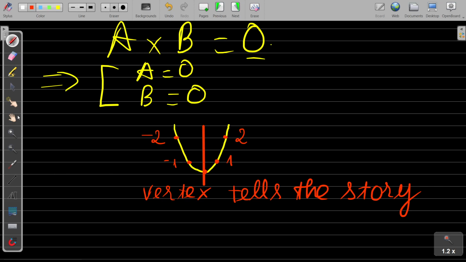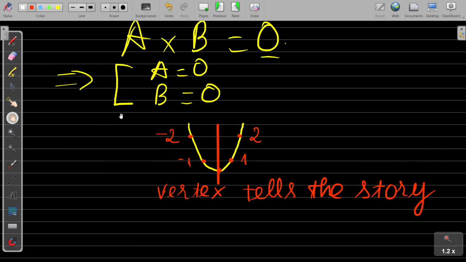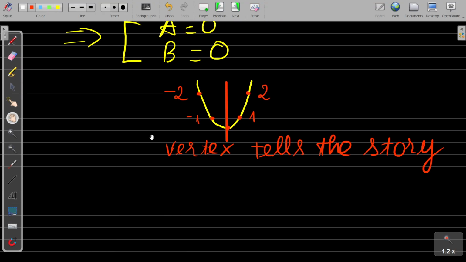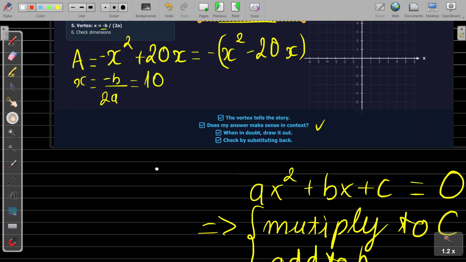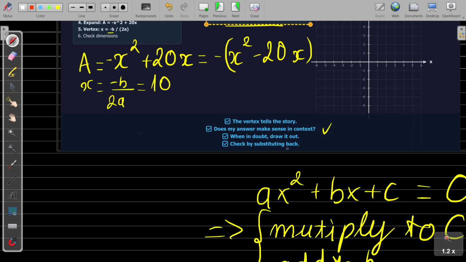Okay? And then what we have also is, does my answer make sense in context? These habits do not stop here, by the way. They will carry on to every maths topic you encounter from now on. And of course, we cannot forget the classic: when in doubt, draw it out and check by substituting them back. These will save your scores.